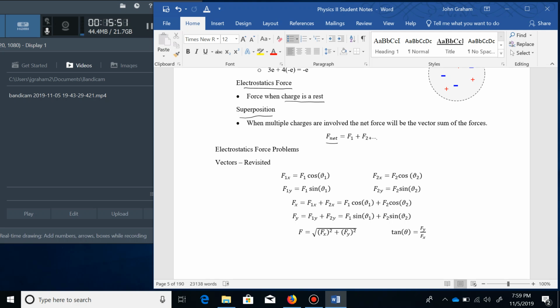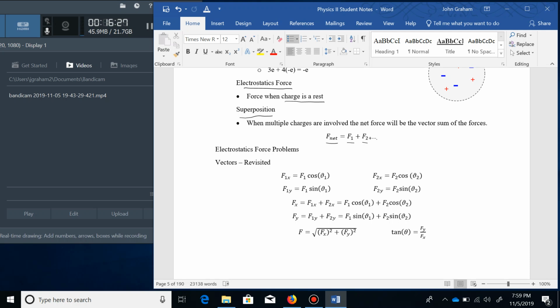The net force is the force from one object plus the force from the second object plus the force from the third object, the fourth object, and so on, all acting on an object, which gives you the net force. So all the forces add together. When we have multiple forces from objects, we break them down like we do any other forces. We break them down into x and y components.